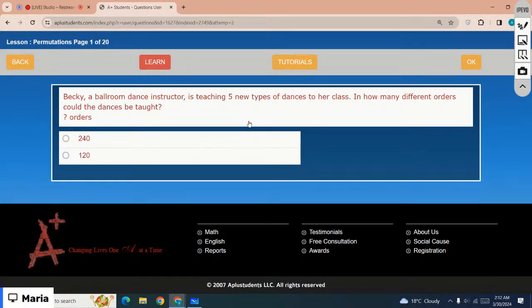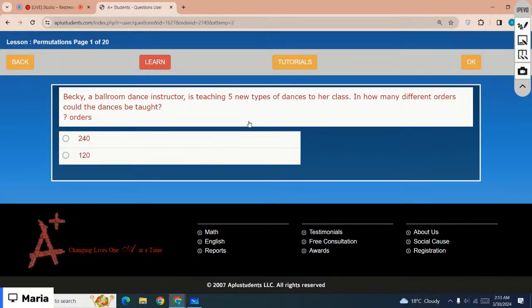Becky, a ballroom dance instructor, is teaching 5 new types of dances to her class. In how many different orders could the dances be taught? You are given 5 different dances to teach. You have to calculate the order. So simply you have to calculate 5 factorial, right? You have to evaluate 5 factorial.